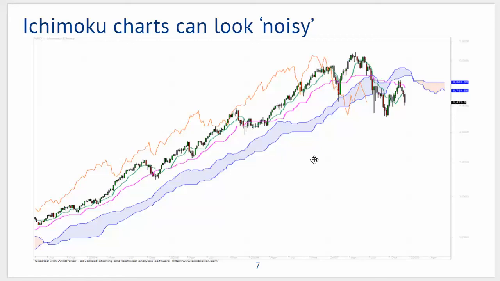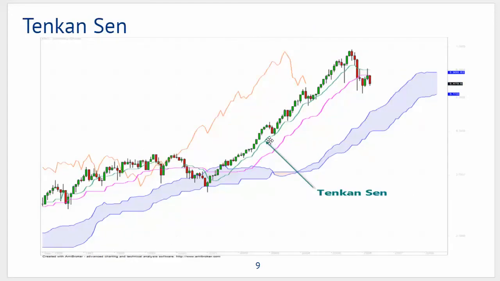But once you understand what each of those components are and what they represent, it really is quite simple. So without going into more detail, and what we'll be looking at later is the components in more detail, firstly the green line here is the Tenkan-sen, representing the trend in the fast term time frame. It tends to follow price action very closely, and it's very similar to a moving average.